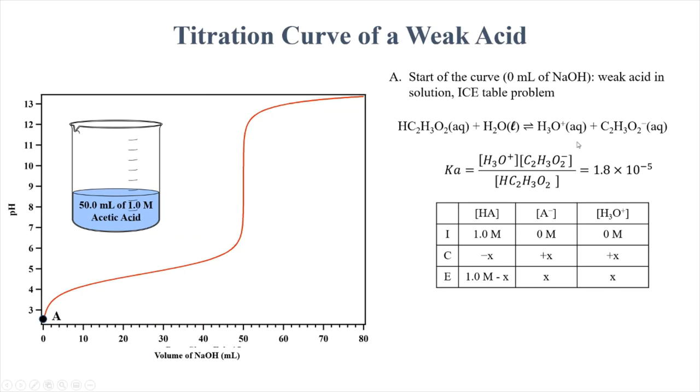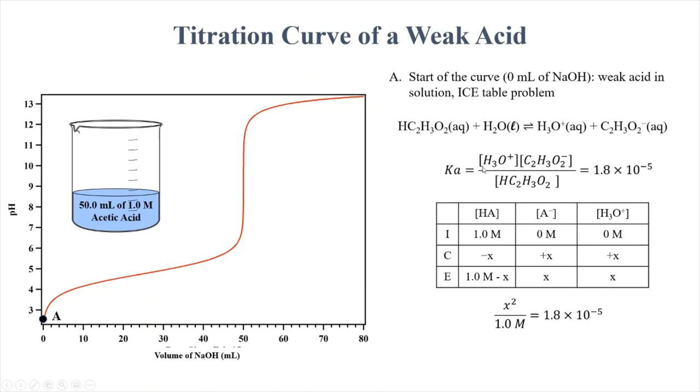And then for A minus, which is the C2H3O2 minus, again, HA represents weak acid. So this is the H and this is this component here. The acetate is the A, so the A minus is going to be the acetate anion. So we pull the stoichiometric coefficient here. This is going to be plus 1x from the stoichiometry, and the H3O+ is going to be plus 1x. And then at equilibrium, that means that we're going to have 1 molar minus x, x, and x.